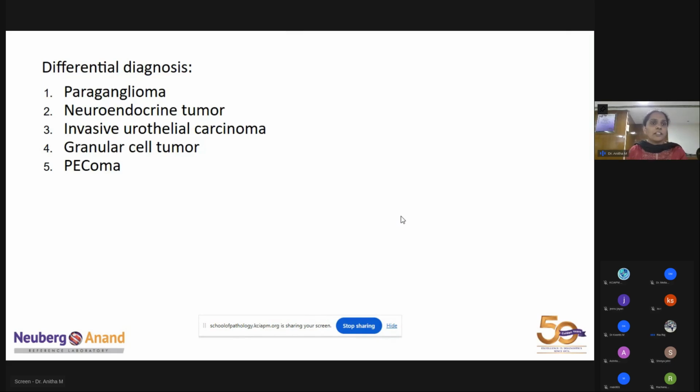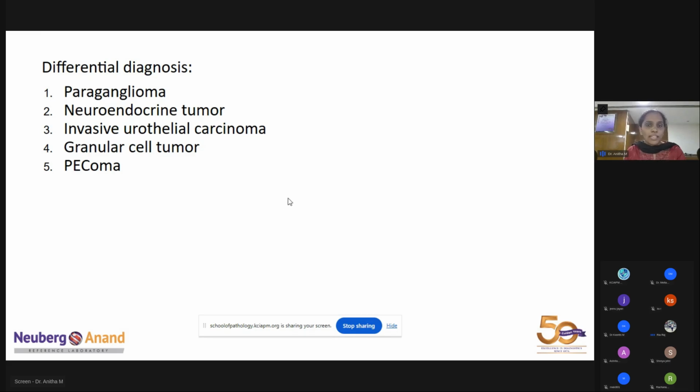So the differential diagnosis we thought were paraganglioma, neuroendocrine tumor, invasive urothelial carcinoma, and granular cell tumor. We also got responses saying it would be a PEComa. Why do you think it is not? Ria has already explained why she does not think it is an invasive urothelial carcinoma, because the cells appear relatively bland. There is no mitosis or atypia, and the overlying urothelial lining looks normal. And a granular cell tumor will be less vascular, and PEComa will have a characteristic radial or perivascular distribution of the cells, which is not seen in our case.